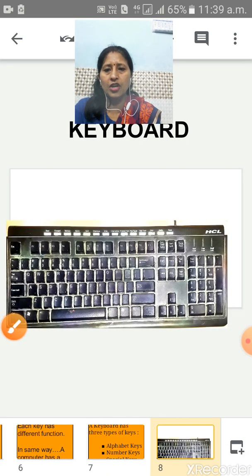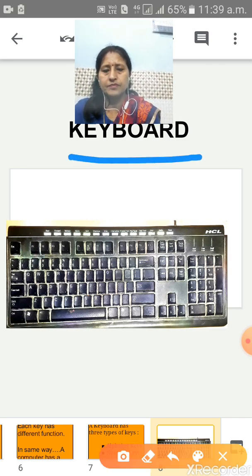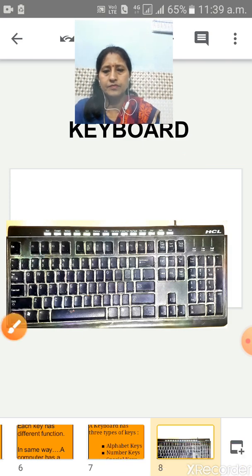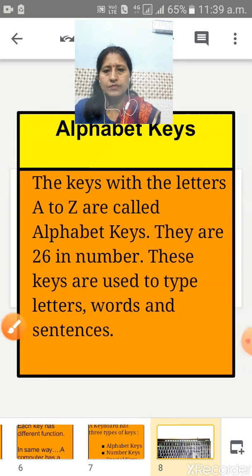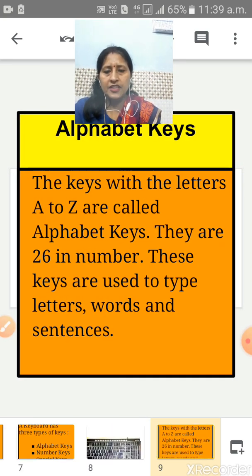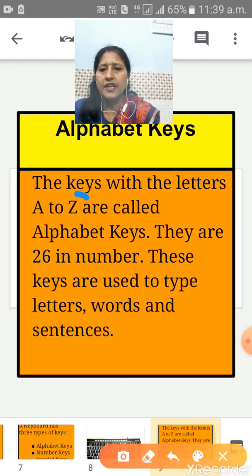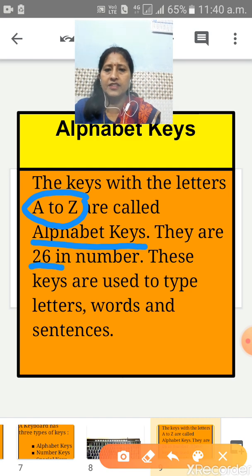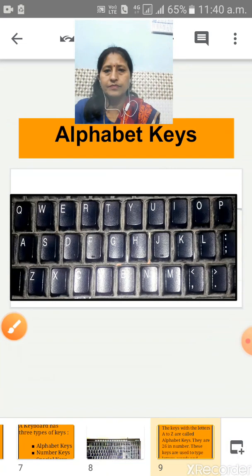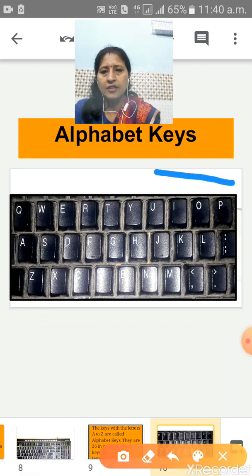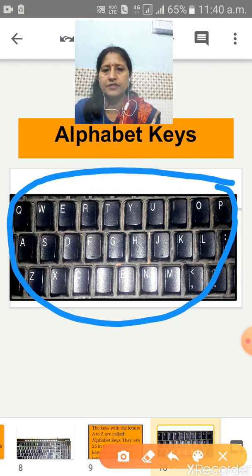Children, this is the picture of keyboard. The first key is alphabetic key. Children, the keys with the letters A to Z are called alphabet keys. They are 26 in number. These keys are used to type letters, words, and sentences. Children, this is the picture of alphabet keys.